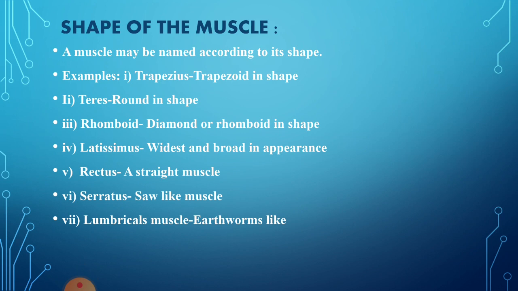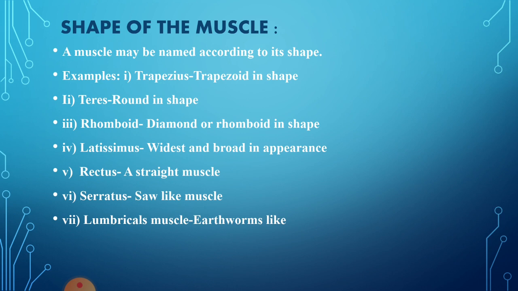Trapezius means the muscle would have a trapezoid appearance or shape. Teres means a rounded or cylindrical shape. Rhomboid means a diamond or rhomboid in shape. Latissimus, widest and broad in appearance. Rectus, a straight muscle. Serratus, a muscle that would have saw-like appearance. Lumbricus muscle, that means the muscle would have earthworm-like appearance.